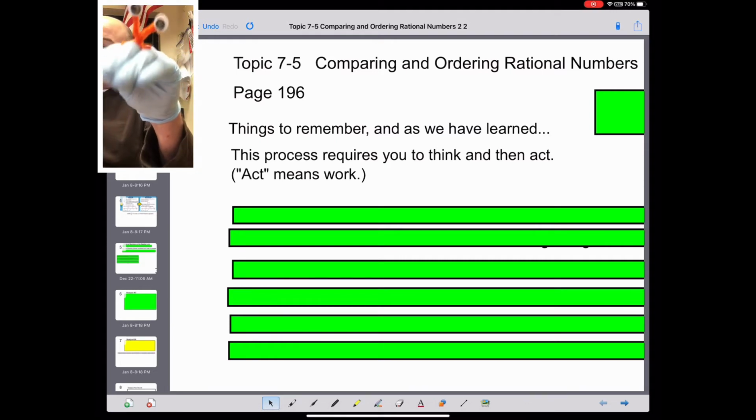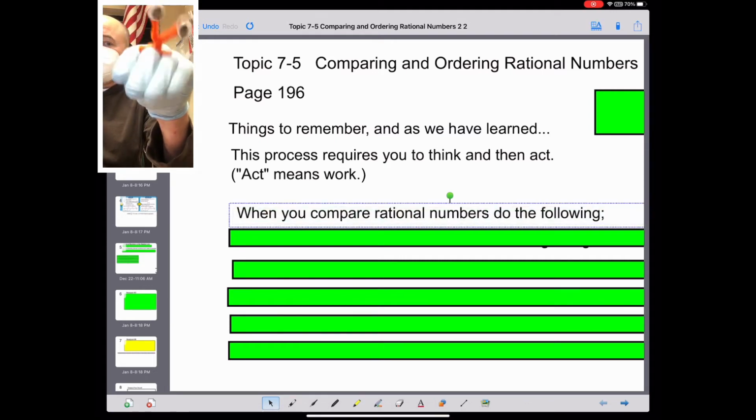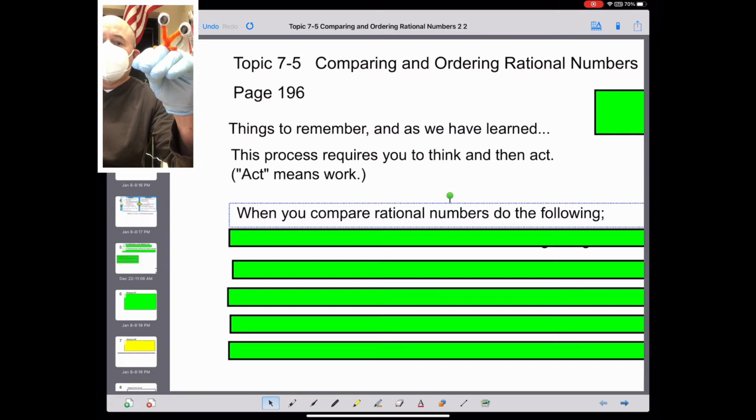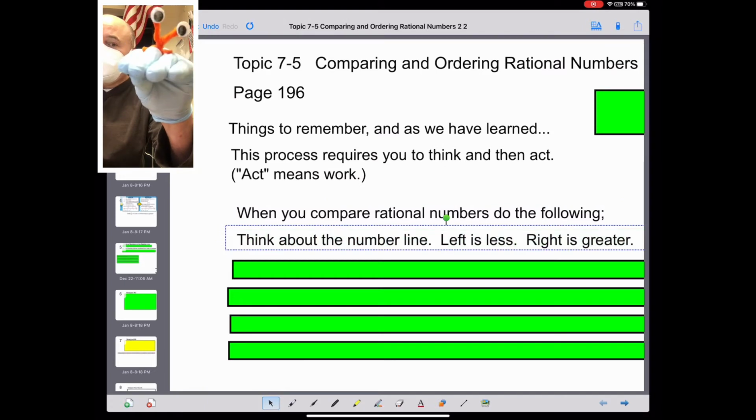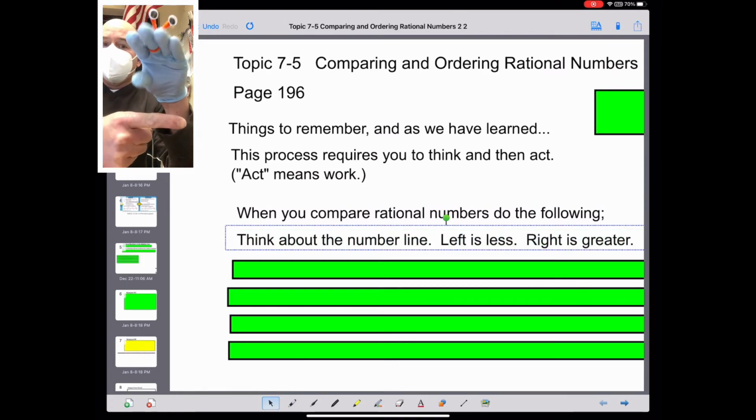Okay. Number 2, next thing. When you compare rational numbers, do the following. Oh, so these are steps, aren't they? Yeah, they're steps, kids. So when you're going to compare rational numbers, the first thing you want to do is think about the number line. Remember that when you go left, numbers get lower. When you go right, numbers get greater.